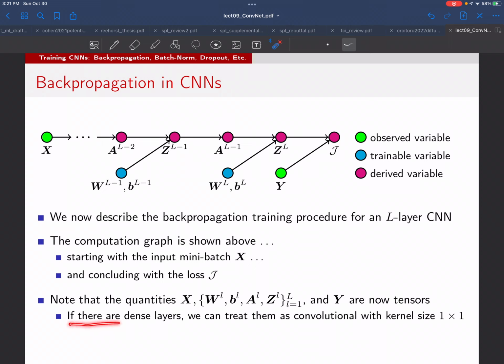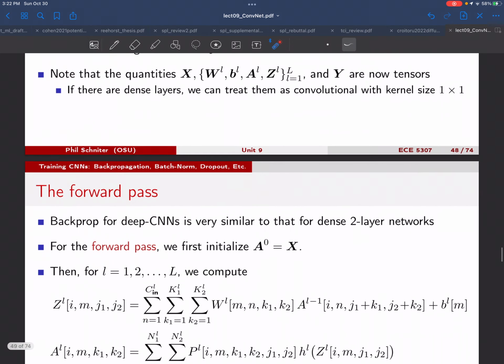If we have dense layers, we can also work in this framework because we know that dense layers are a special case of convolutional layers with kernel size 1 by 1 and feature maps of one vertical and one horizontal pixel. So convolutional kernels can basically handle dense layers as a special case.